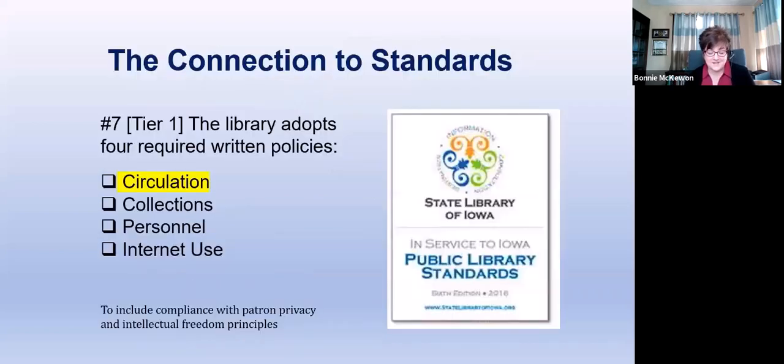You'll come to find that there are many connections between library operations and library standards. The publication showing here, In Service to Iowa, Public Library Standards, is a publication of the State Library and an important resource for boards, directors, and staff. As the slide shows, standard number 7 requires at a Tier 1 level that libraries adopt 4 required policies: circulation, collections, personnel, and internet use.